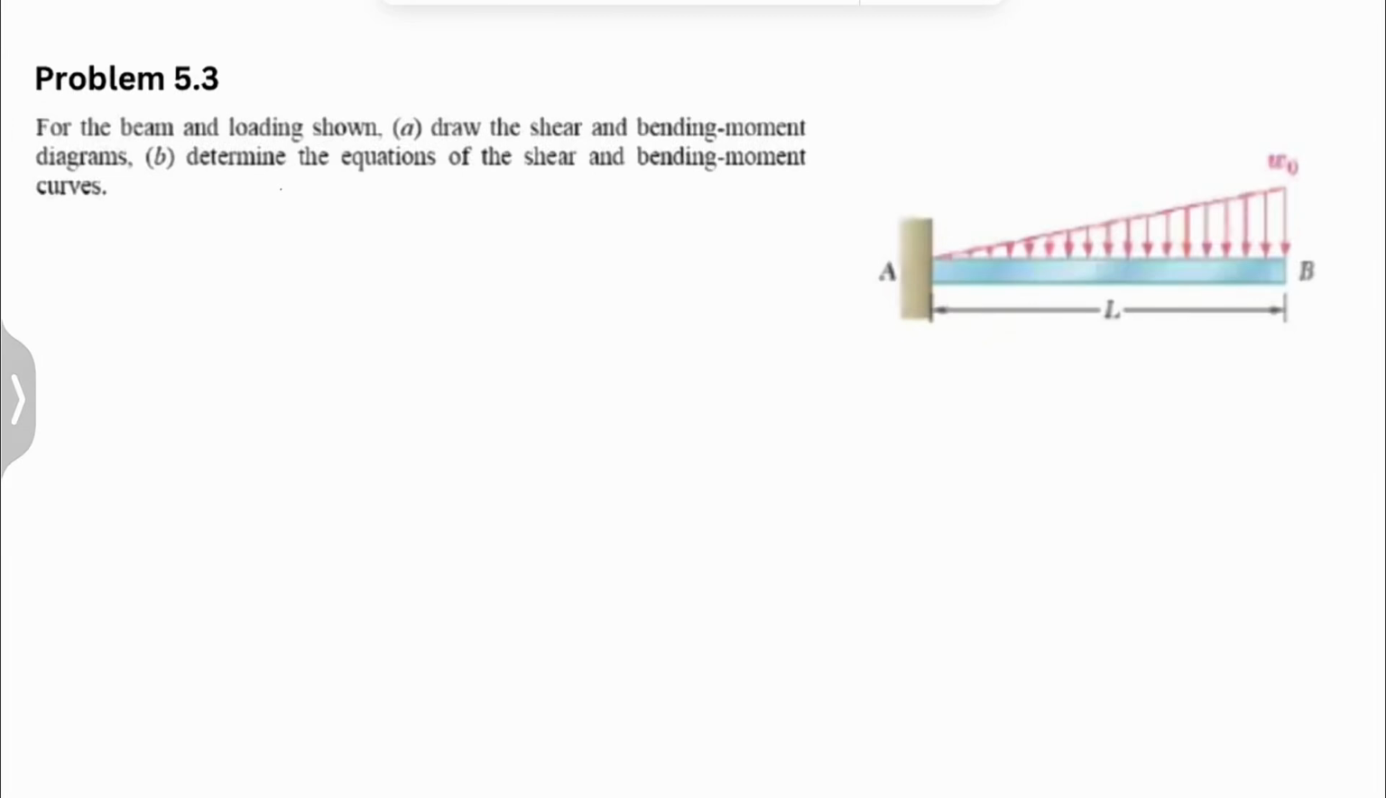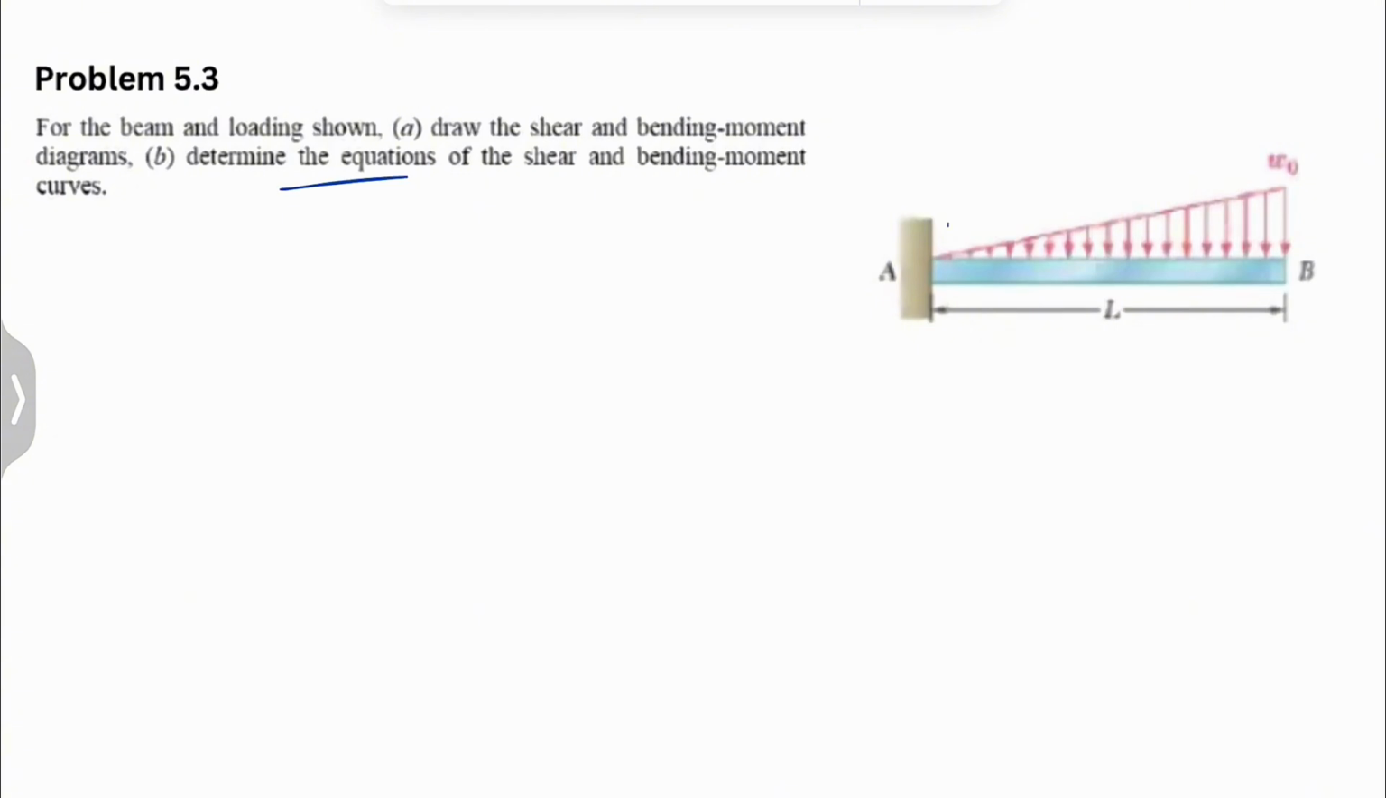Alright guys, welcome back. We have another question from the shear and bending moment diagrams from chapter 5 of Engineering Mechanics by Johnston. For the beam and loading shown, we need to draw the shear and bending moment diagrams, and we need to determine the equations of the shear and bending moment curves.